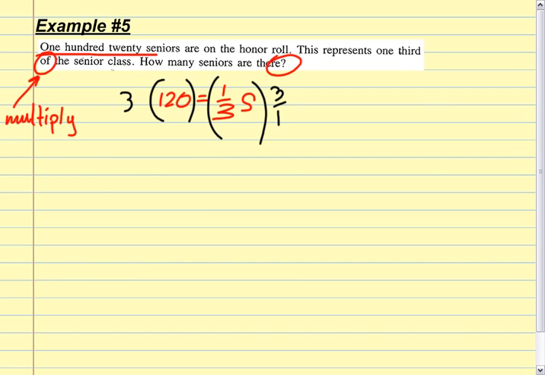Okay, good. So what happens to the 1/3 now? So the 1/3 just equals 1. It does. The 3's cancel. I get 1/1s. I'm just left with S, right? Can you do that in your head? 3 times 120? So that's 300. Thank you. 360. So there are 360 seniors in the class.